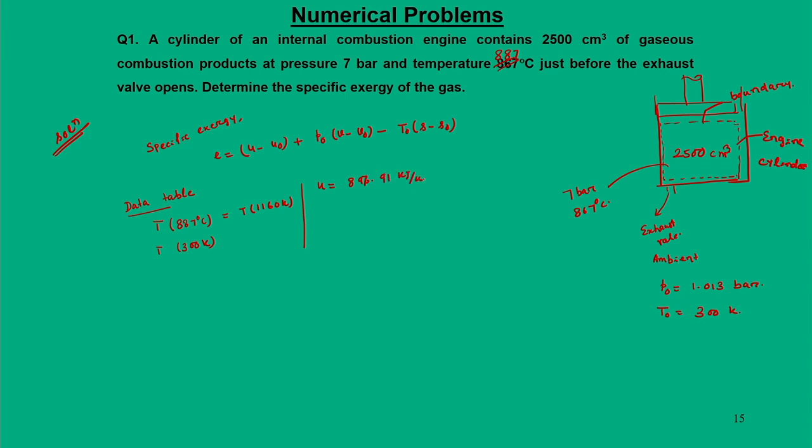So, referring to this data table, we are going to find out U is equal to 897.91 kilojoule per kg, and your entropy is equal to 3.14 kilojoule per kg Kelvin. So, this is taken at T equal to 1160 Kelvin. This data table can be referred in any thermodynamics book. Now, again at T equal to 300 Kelvin, we can find out U 0 is equal to 214.07 kilojoule per kg, and S 0 would be 1.702 kilojoule per kg Kelvin.